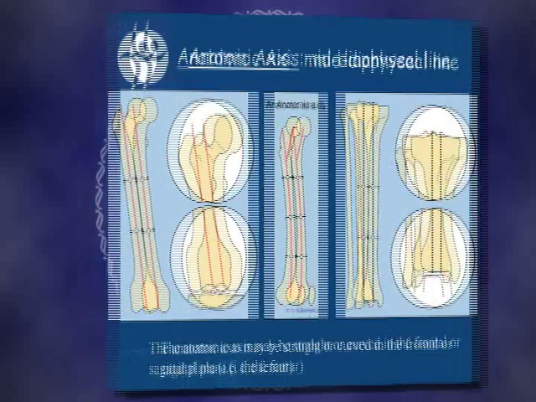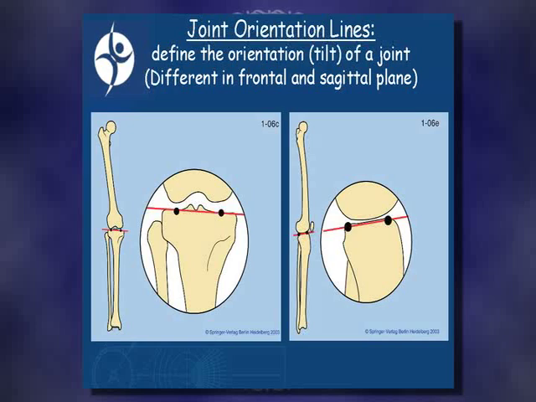The next concept that we need to understand is the concept of joint orientation. So we have to have a system to describe the hip, the knee, and the ankle. If we're going to start to talk about a joint line that's inclined, a Blount's disease, or varus hip deformity, we have to all agree on nomenclature for defining how we're describing the joint.